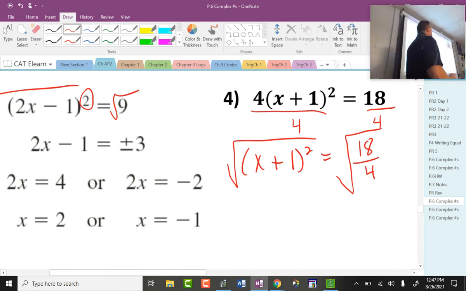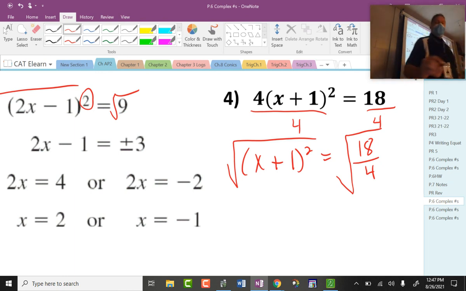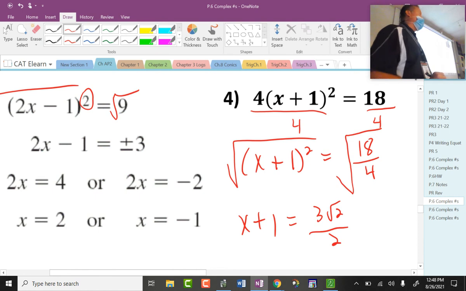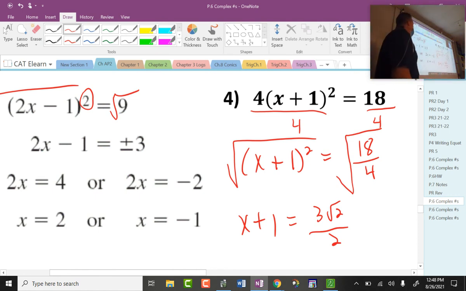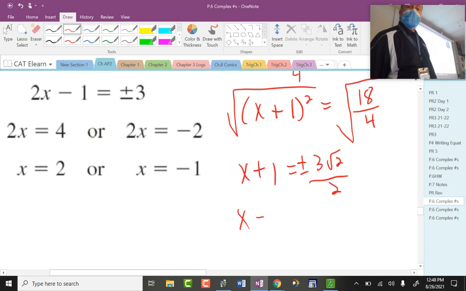Now you might know why I didn't simplify. Look at the bottom. What's the square root of 4? 2. Now let's look at the top. What's 18? What times what? What's the square root of 9? So hopefully you can handle that I write this. x plus 1 equals square root of 9 is 3, root 2, over square root of 4 is a 2. What didn't I write though, Jennifer? I'm pointing to it right now. Plus or minus. And then all you have to do to solve for this is subtract 1.